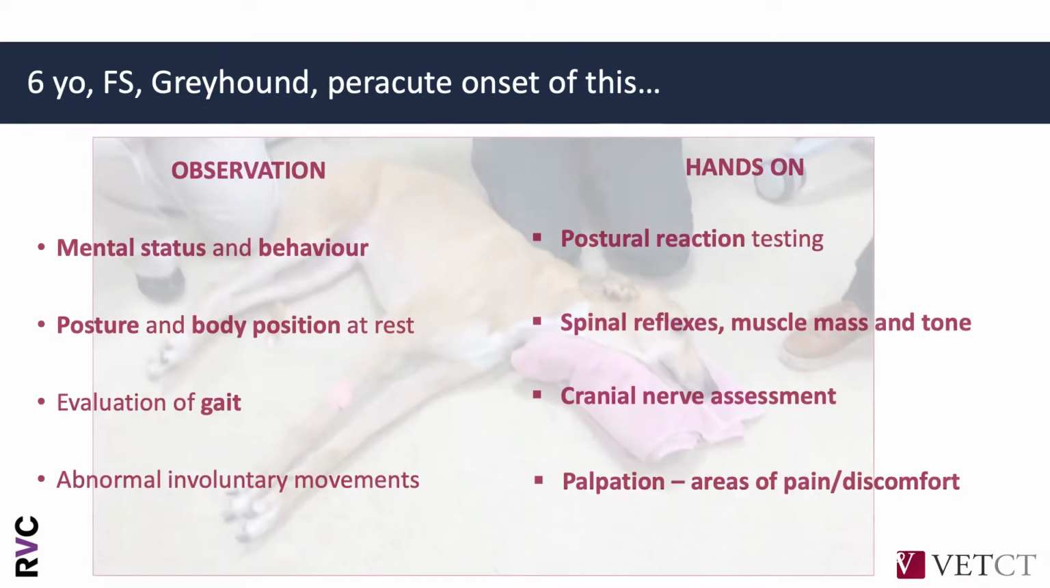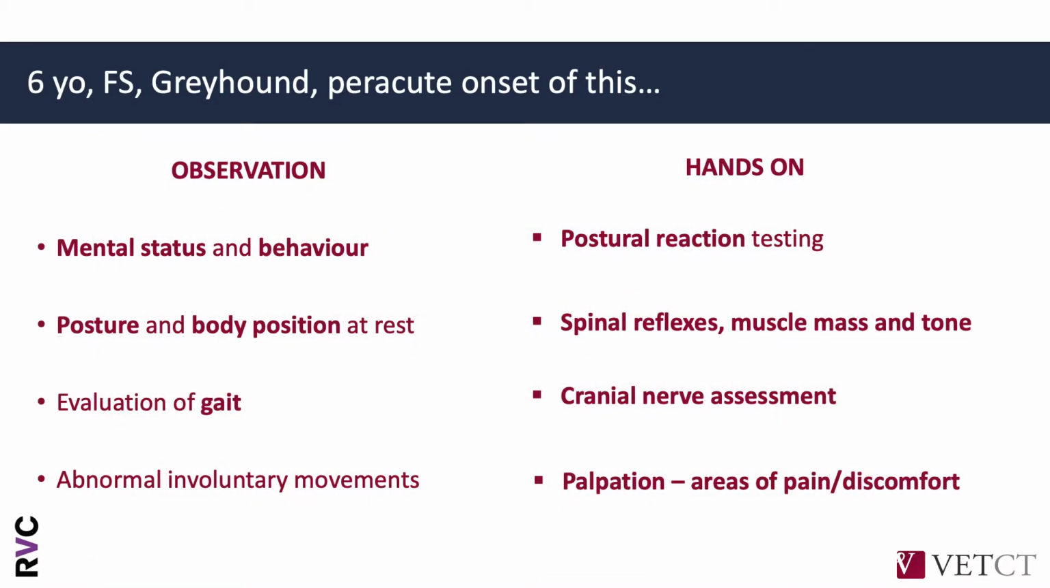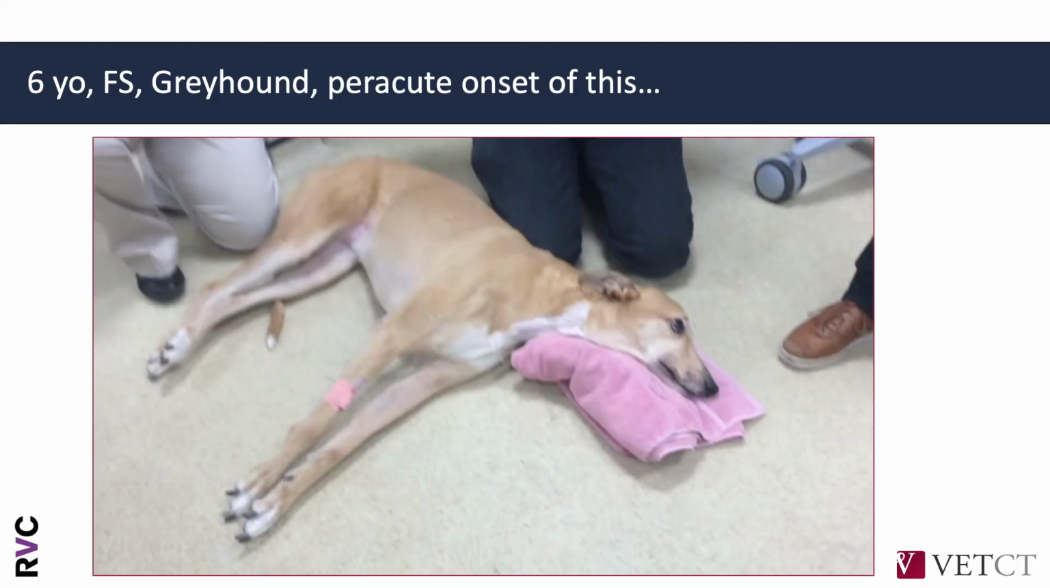We're gonna observe the video, and we have to observe the mental status and the behavior, evaluate the posture and the body position at rest, the gait, and see if there is any abnormal involuntary movement. When we put our hands on, let's focus on the postural reactions tested. Let's see the spinal reflexes, the muscle mass and the tone, the cranial nerve assessment, and then what I would evaluate by the end is the palpation and the area of pain or discomfort.